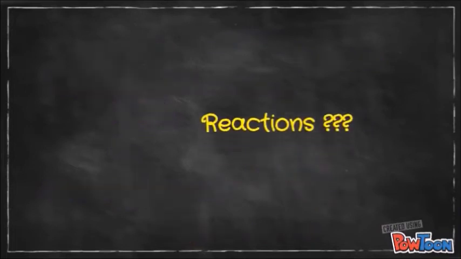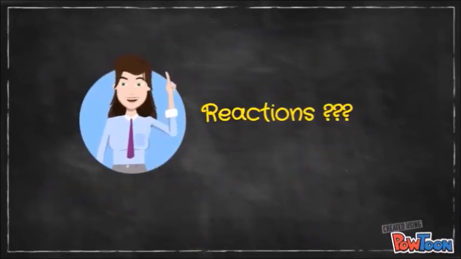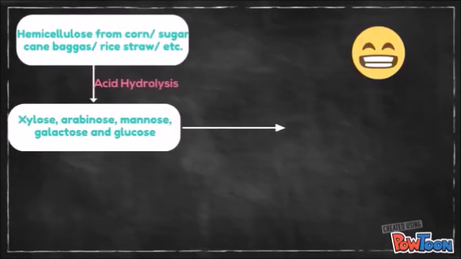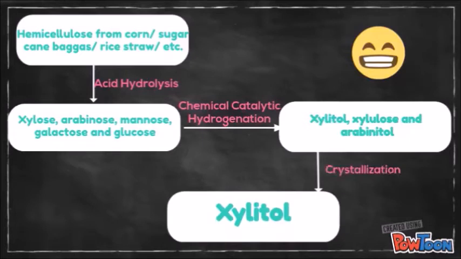So the reaction in the chemical process to produce xylitol starts from hemicellulose. Hemicellulose can be found in corn or sugarcane bagasse and so on. Hemicellulose will undergo the acid hydrolysis process to convert it into xylose, which is the main product, and into the byproducts, which are arabinose, mannose, galactose, and glucose.